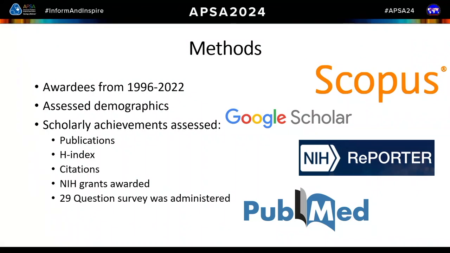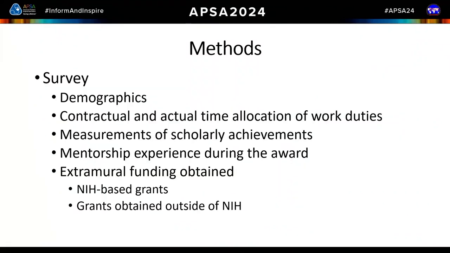We used their publicly available information via Scopus, Google Scholar, PubMed, and NIH Reporter to look at their publications, H-indices, citations, and NIH grants awarded. Then we took it a step further and offered a 29-question survey that we sent out to all the J. Grossfeld scholars. This survey helped us get further information on their demographics, their contractual and actual time allocated to work duties, measurements of their scholarly achievements, their mentorship experience, and the extramural funding that they obtained.